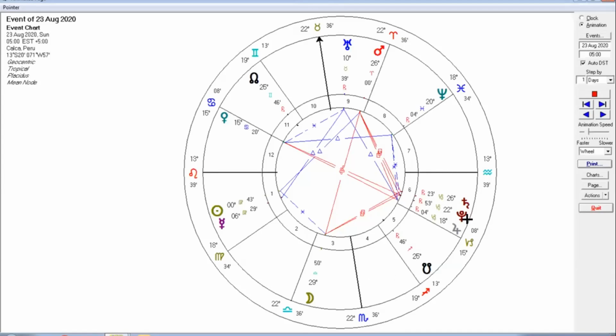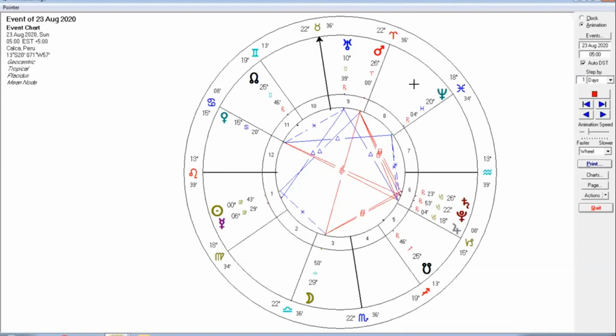All the way out to Pluto, whose orbit is 248 years. And so, let's say you live until you're 80 years old. In your entire life, Pluto will only move around about a third of the chart. So very, very slowly. That's just to give you an idea of the relative speeds through the signs of the zodiac.